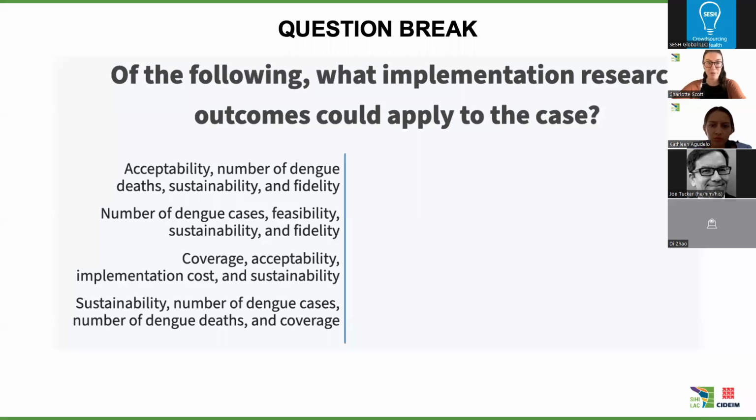Yes, and just to remind everyone, although we were talking about the context of malaria earlier, this specific case study is dealing with dengue.